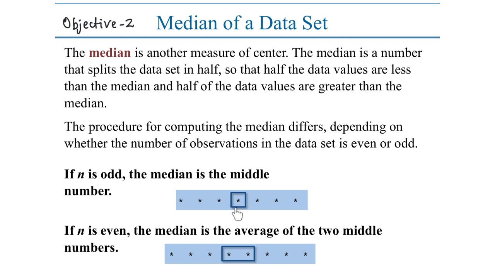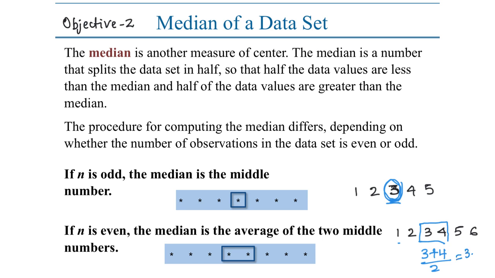the median. For example, here we have 5 numbers. 5 is an odd number, and the median is the middle number, that is 3. Here we have an even number of values. In order to find the median, find the average of these two middle numbers. That means add these numbers and divide by 2. That will be the median. So, the median will be 3.5.